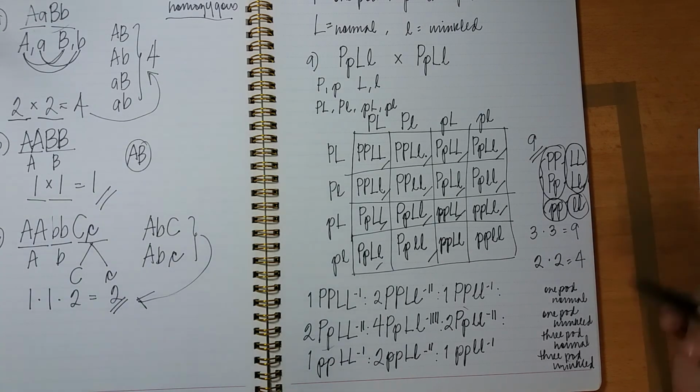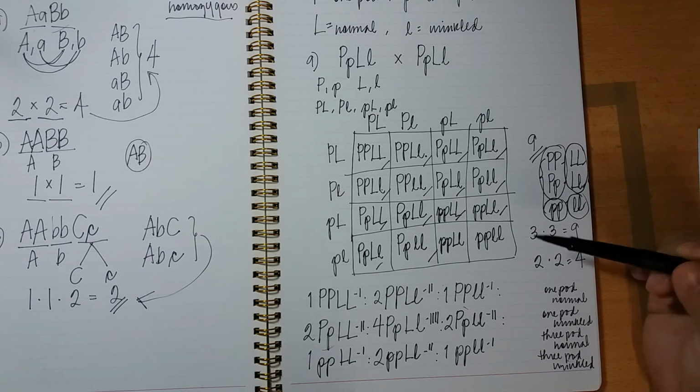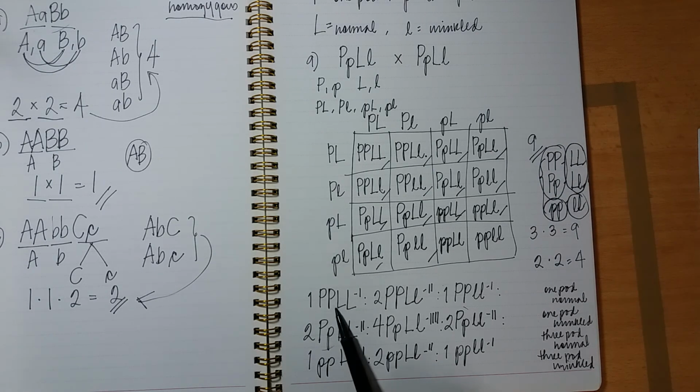How do we know the ratios? We can count, right? So, ito ay 1 pod normal. Tama? 1. Ano pa? This one is also 1 pod normal. Dalawa sila. So, 3.